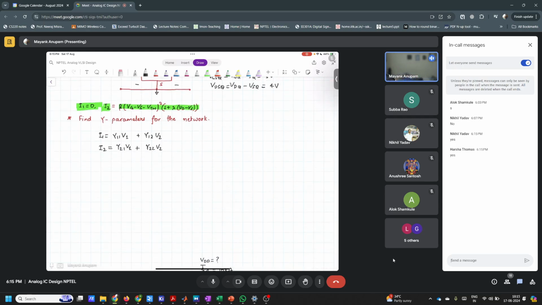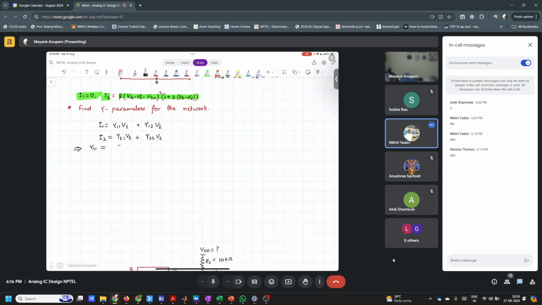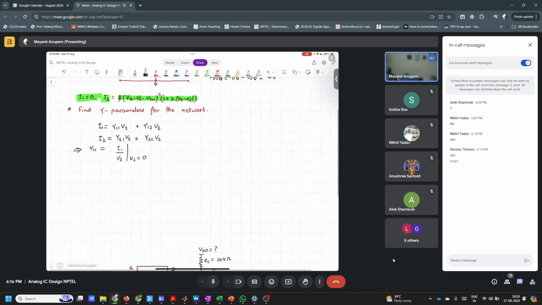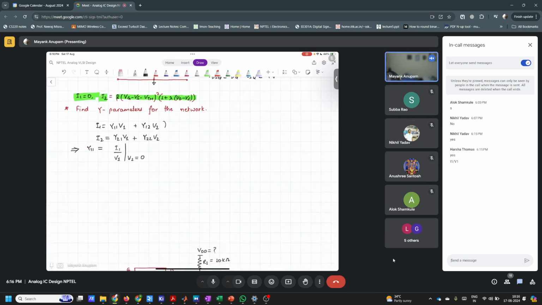So tell me, how do we find out Y11? How do we find out Y11? We know that it is ∂I1 by ∂V1, so it is I1 upon V1 when V2 equal to 0, right? Am I correct? Yes. So this here is a general definition of Y parameters.